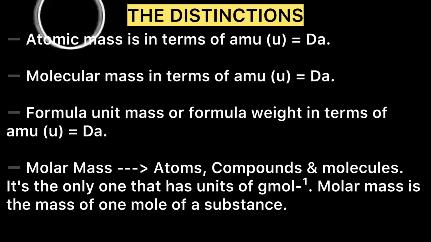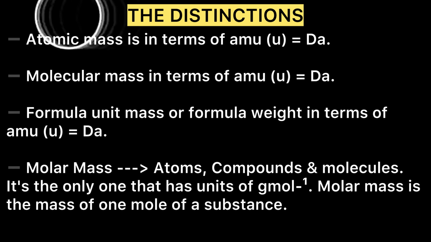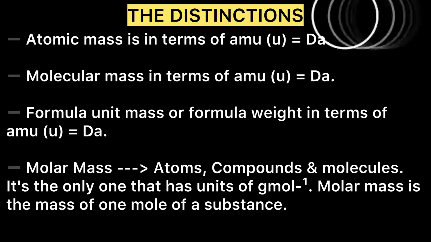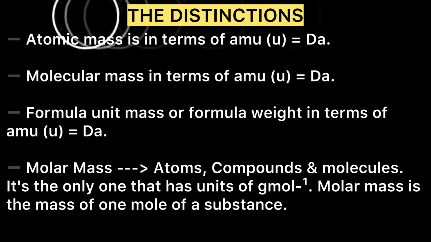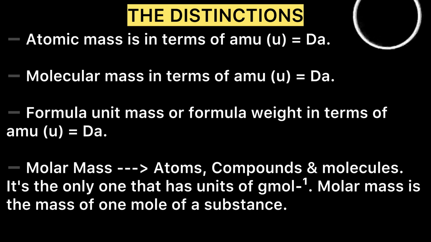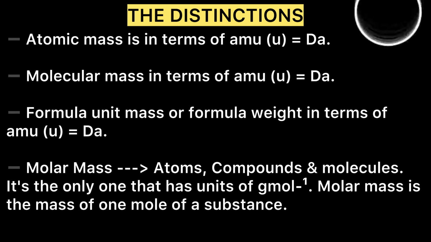Atomic mass is in terms of atomic mass unit. Some people call it AMU or U. The atomic mass unit equals Daltons, one atomic mass unit equals 1 Dalton. So you can say the unit of atomic mass is either atomic mass unit or Dalton. Remember that relative atomic mass doesn't have units because it is a ratio, so the units cancel out. So please take note.